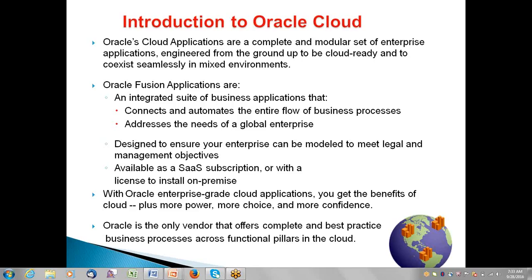And Oracle is the only vendor that offers complete and best practice business processes across functional pillars in the cloud. So as we said in the beginning, it is a complete solution and best business practices which are followed in the market throughout the globe, and that too built into all the functional pillars. When we say all the functional pillars, it is HCM, finance, procurement, everything.